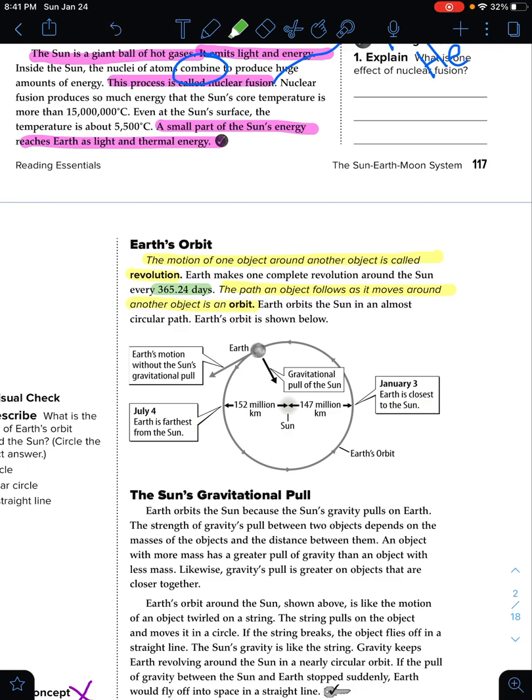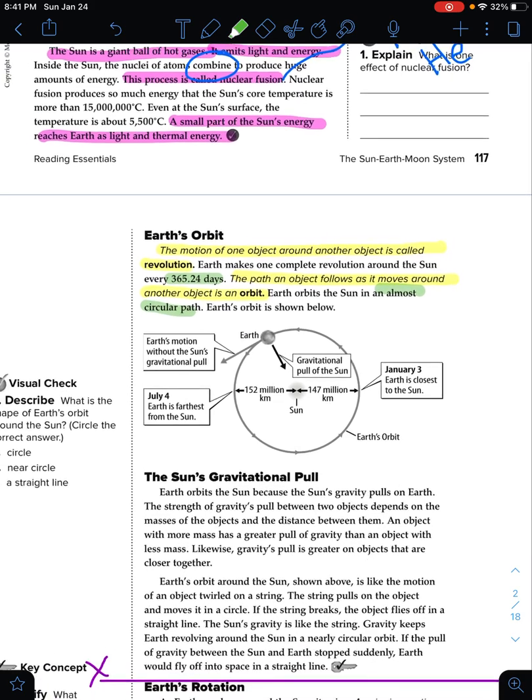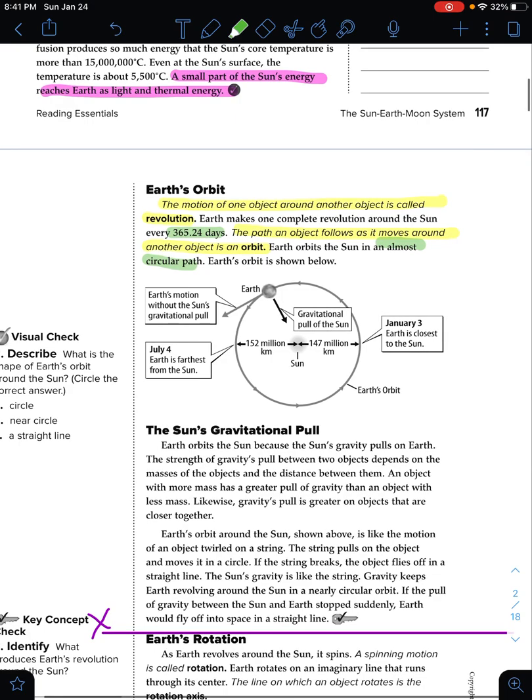Earth orbits the sun in an almost circular path. Almost. Not exactly circular, almost. Earth's orbit is shown below. All right, so we've got a couple of things going on here.